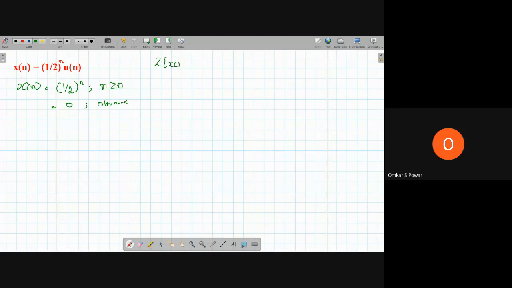Z transform of x of n is equal to summation n varies from minus infinity to infinity x of n z power minus n. Now what is your x of n? Half power of n, and it ranges from 0 to infinity. Why from 0 to infinity? Because n is greater than or equal to 0, into z to the power of minus n.